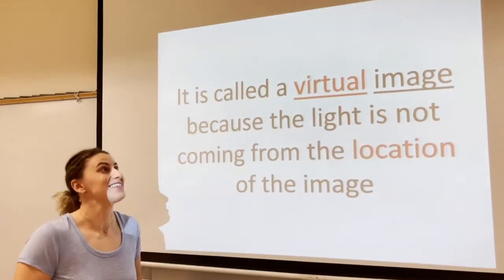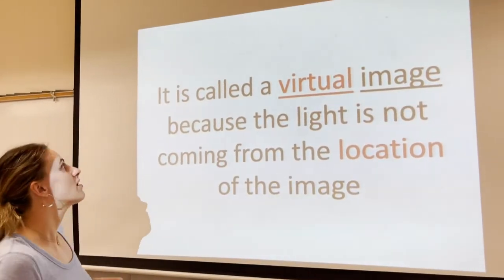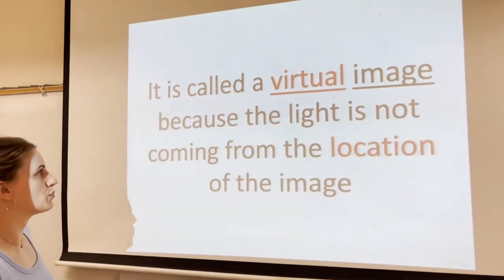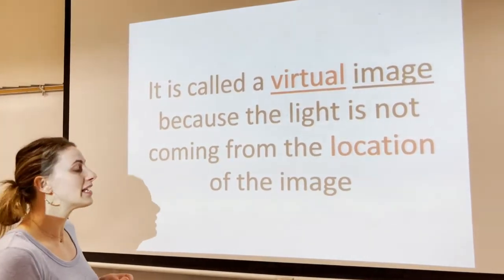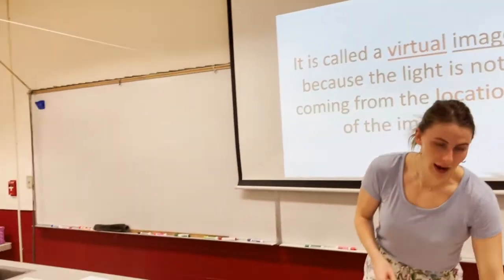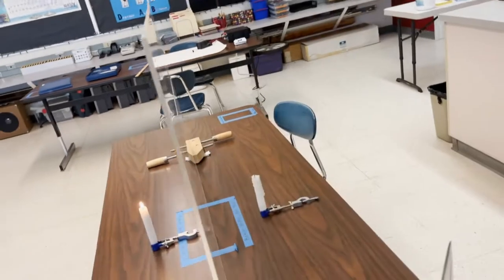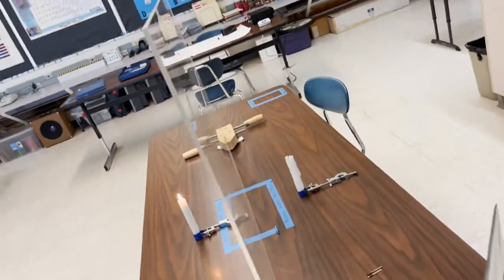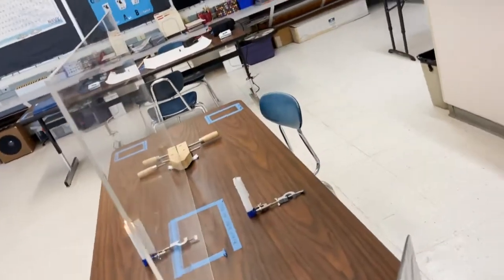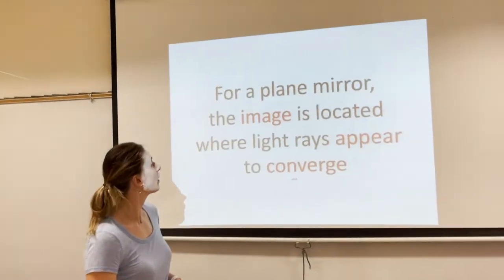There's a name for these things. If it's not real, we call it a virtual image, because the light is not coming from the location of the image. Rather, it's bouncing off the plane mirror and into your eye. It ain't real. It's virtual. It's behind that plane mirror.